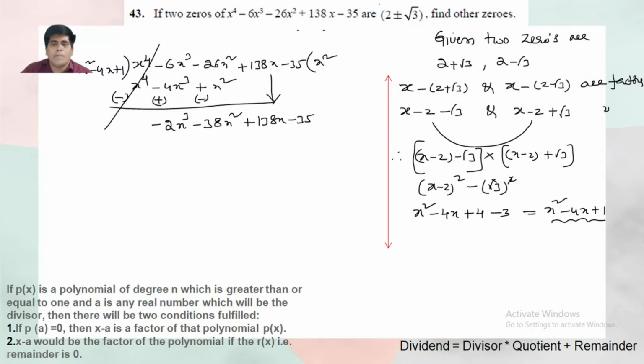I have copied the rest here. Again you have to multiply with minus 2x. All these three terms you have to multiply with minus 2x. X square into minus 2x is minus 2x cube. Minus 4x into minus 2x is plus 8x square. 1 with minus 2x is minus 2x. So change the signs: this becomes positive, this becomes negative, this becomes positive. So this will get cancelled.